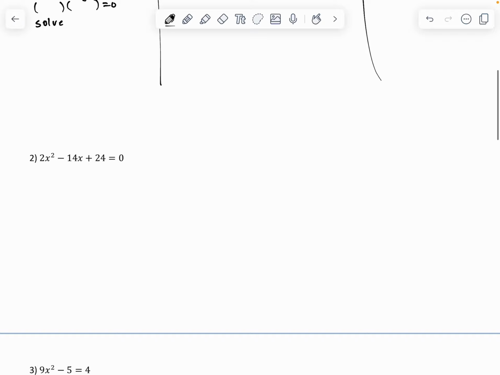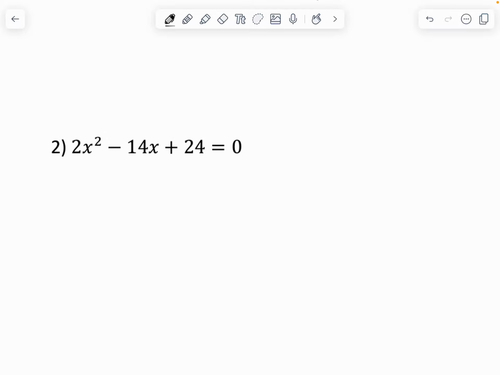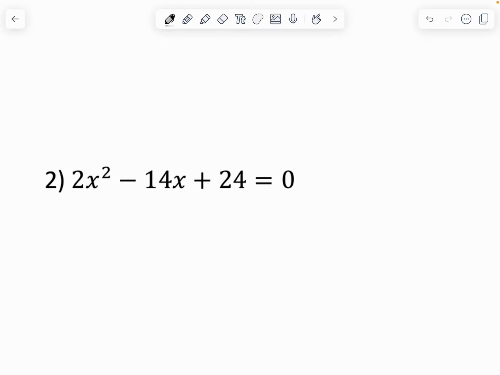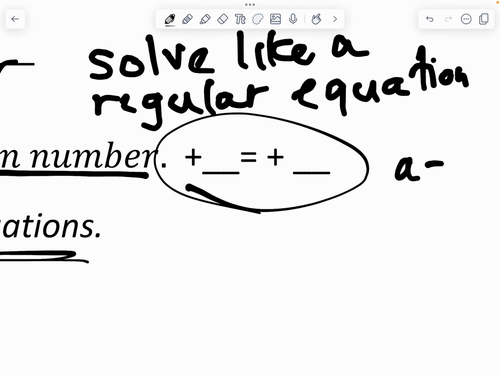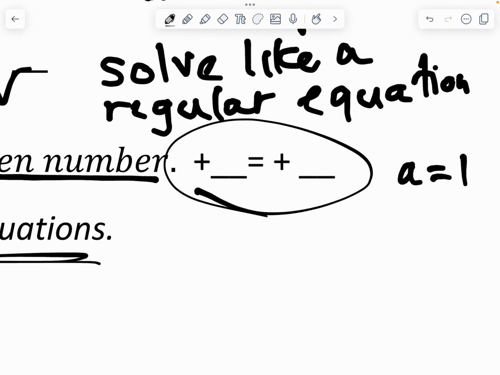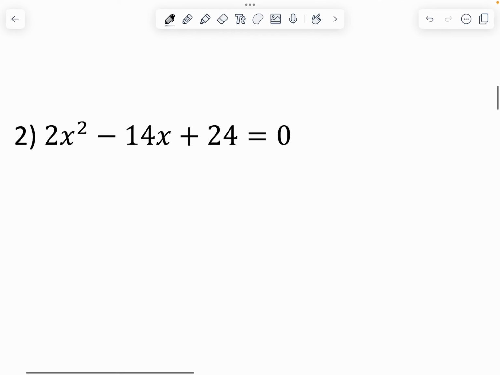All right. Number 2, you could still use factoring possibly, but make sure you take out the greatest common factor. You can use completing the square if this b, the middle term, is even, but remember, a has to equal 1 to use completing the square. So if we go back up here to complete the square, a must equal 1. So you would have to take a greatest common factor out first before you can complete the square, if it's able to be taken out.